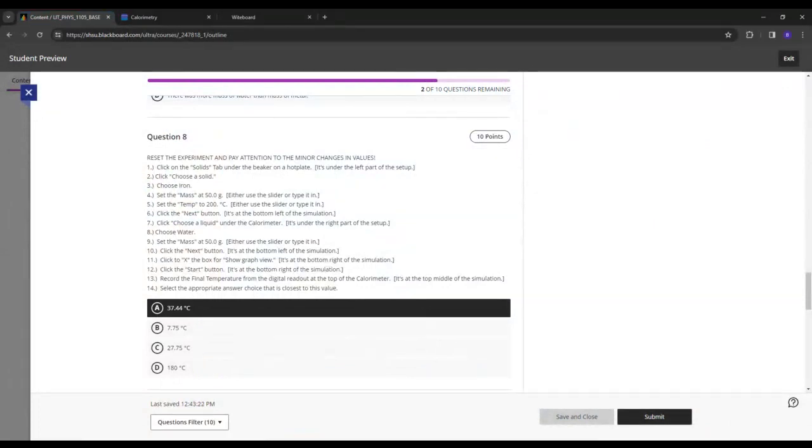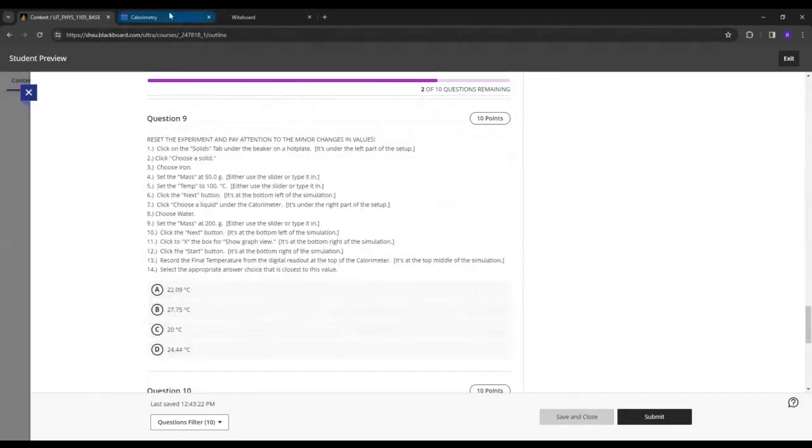If you think about it, that was the only choice that would have made sense here, right? If the metal is hotter, it is going to bring the temperature up some more. It's not going to bring it to 100 and something degrees like that. That's way too much. That C is the same as before. My letter B, 7.75 is less. That was the temperature difference from before. So yeah, 37.44 is what we're looking at.